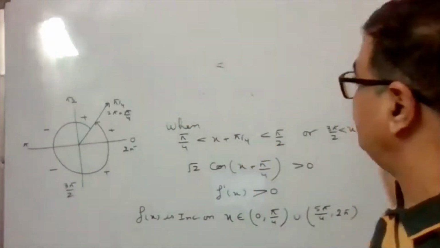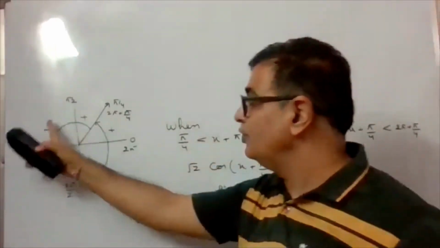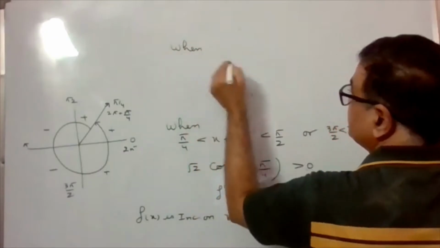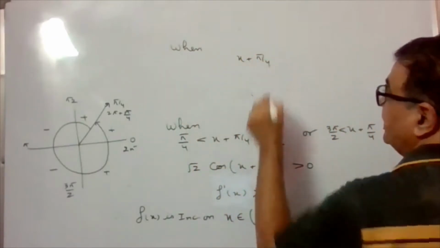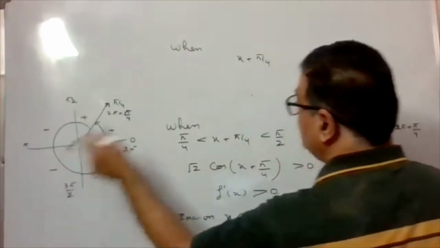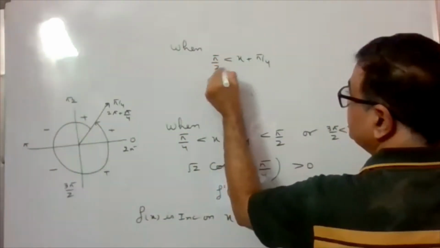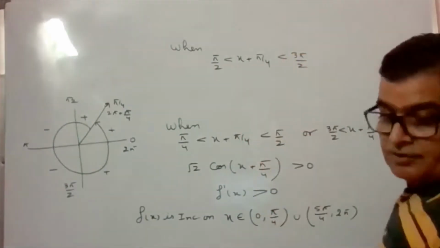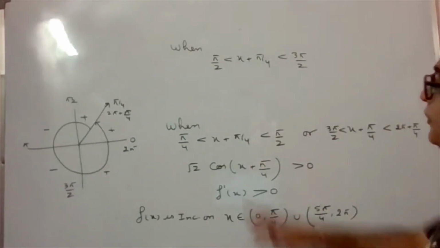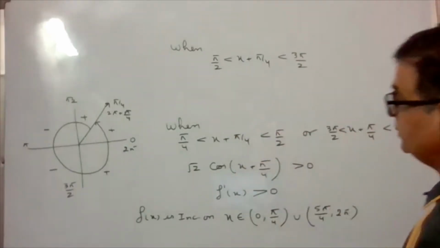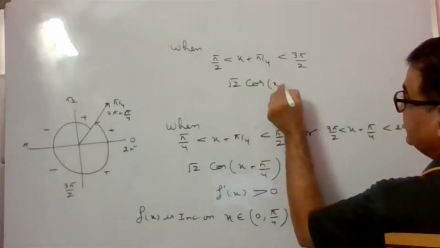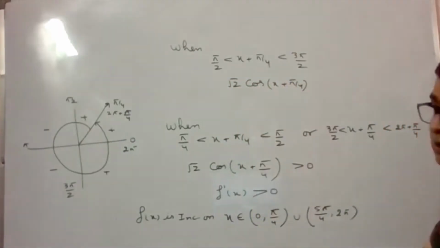Now we go for second part where it is negative now. Negative is only this much. So when x plus pi by 4 is from pi by 2 to 3 pi by 2, when we have x plus pi by 4 between pi by 2 and 3 pi by 2, then what I get here in this case again, root 2 cos of x plus pi by 4 comes out to be what? Negative.